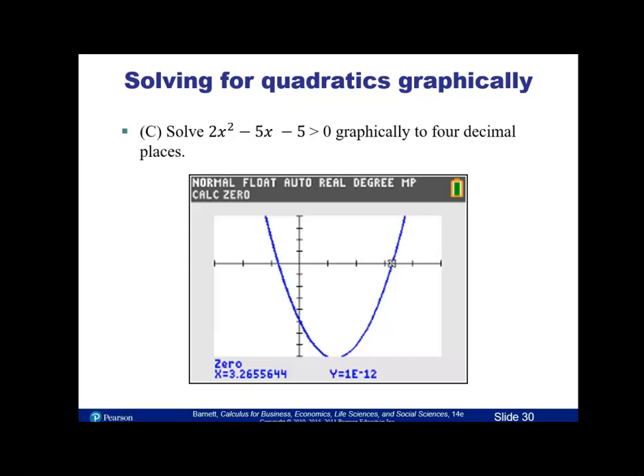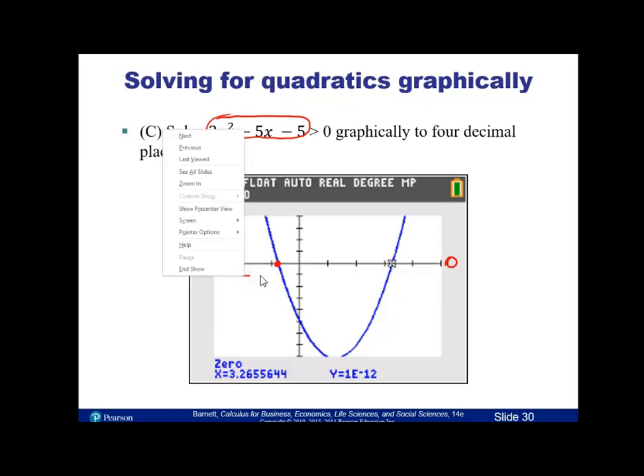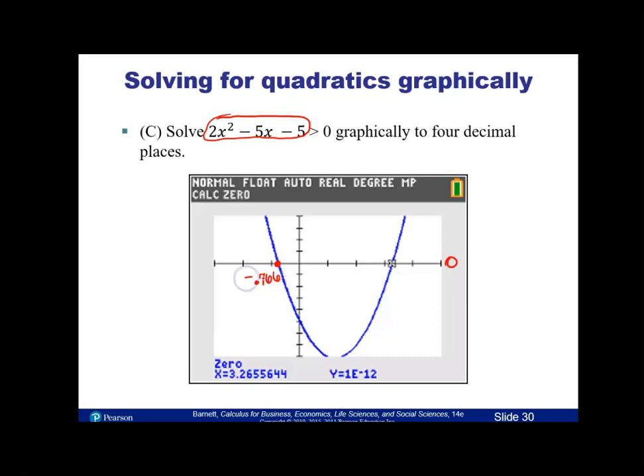You might also be asked to solve something like this graphically as an inequality. Same equation, we're not changing the equation, same graph here. We just want to know when it's greater than 0. Zero is the x-axis, and we figured out already that we have these 2 points here: -0.766 and 3.266. That's the places where it actually touches the x-axis.